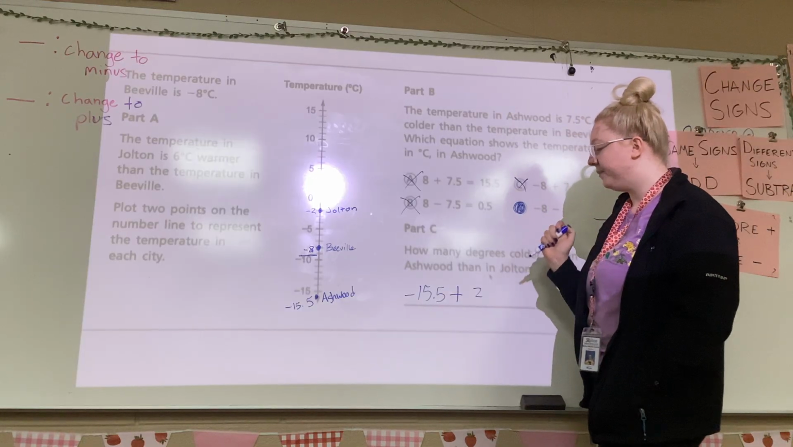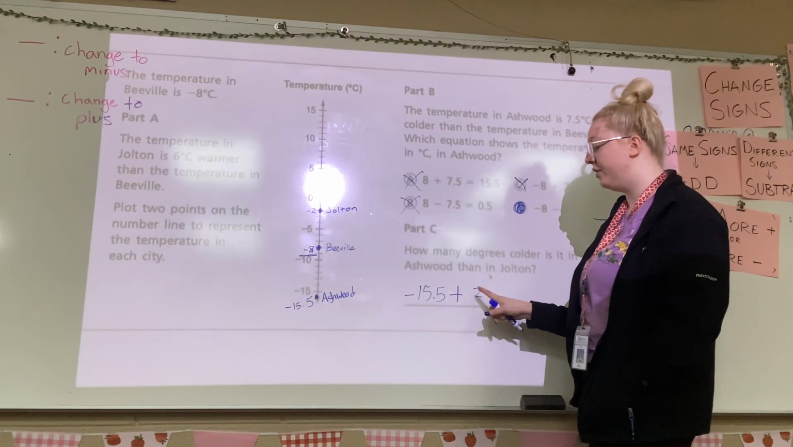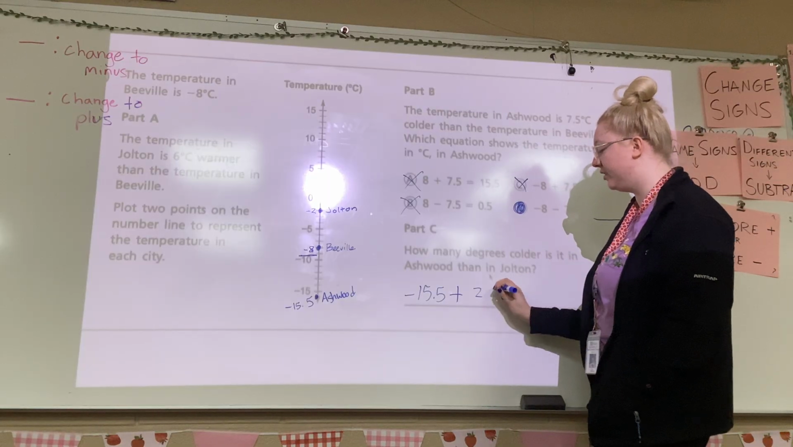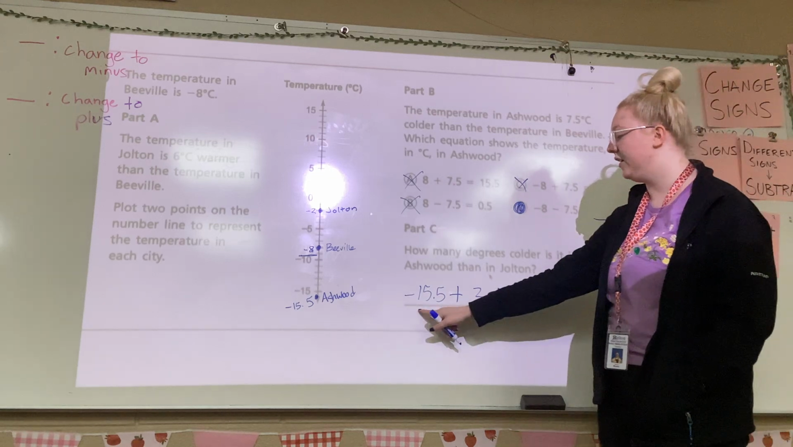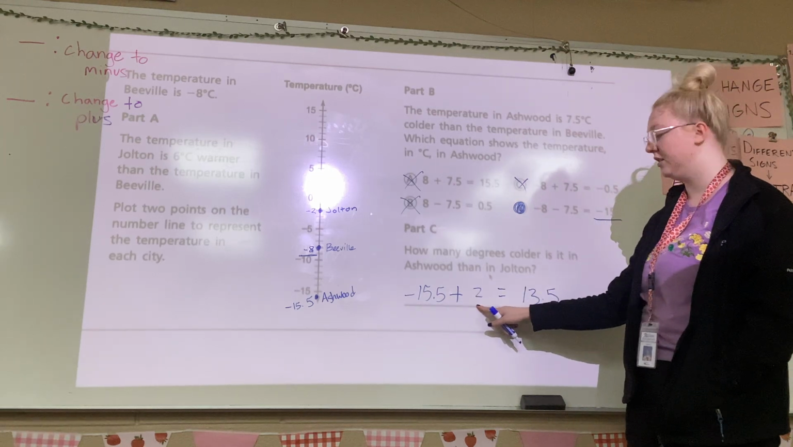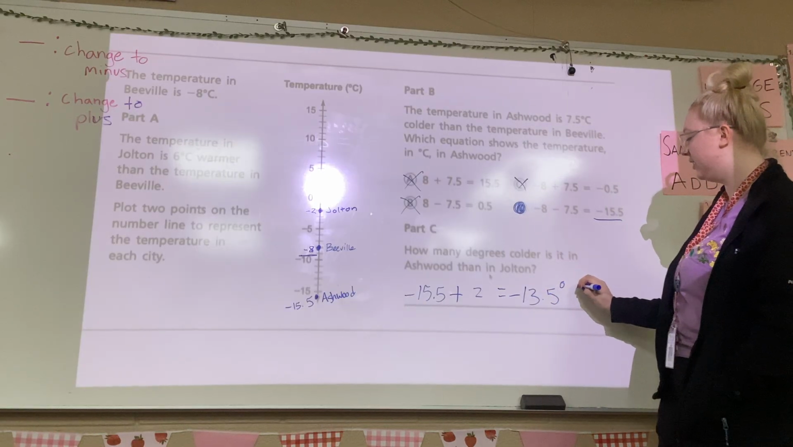We changed our sign. Our signs are different, so we can just subtract these numbers. 15.5 minus 2 is just going to be 13.5. But do we have more negatives or more positives? We have more negatives. 13.5 degrees Celsius.